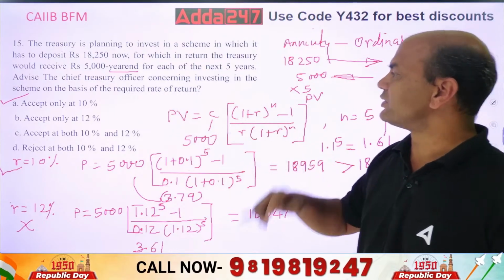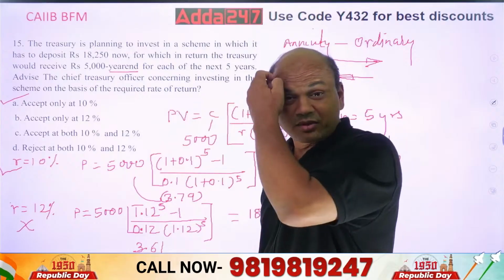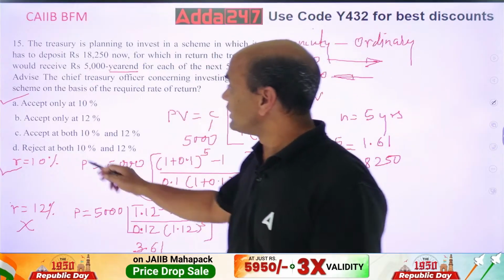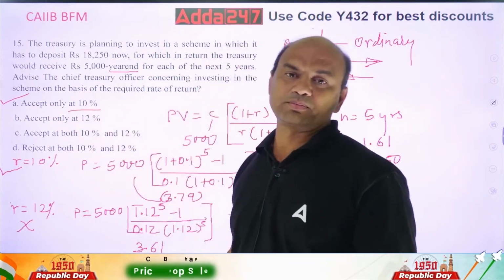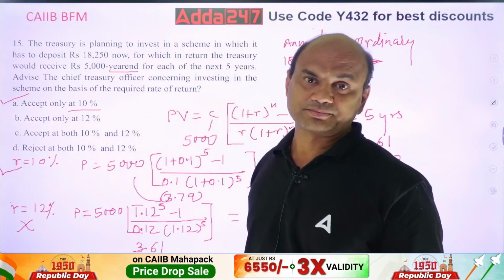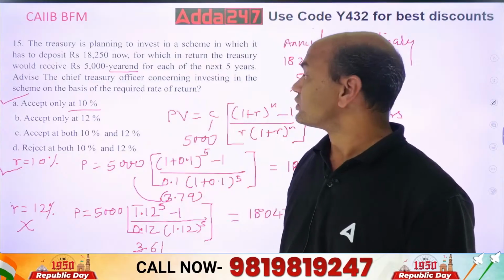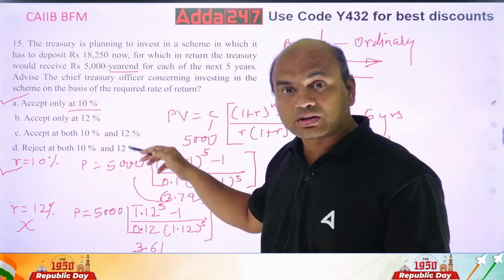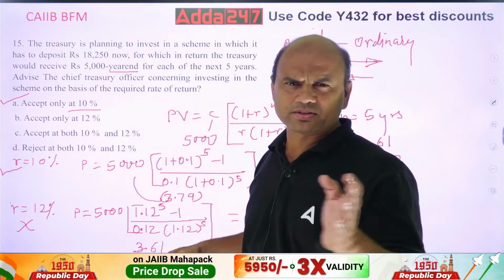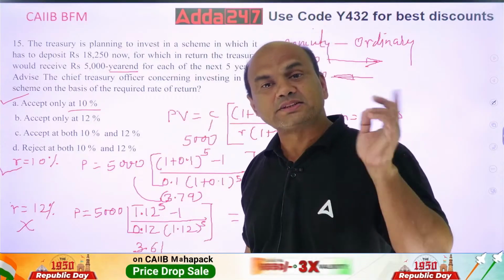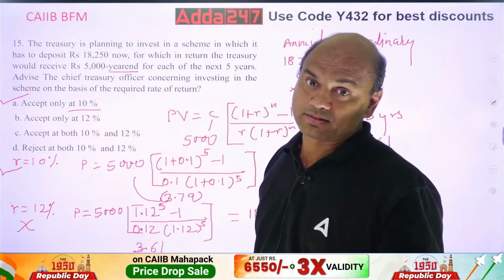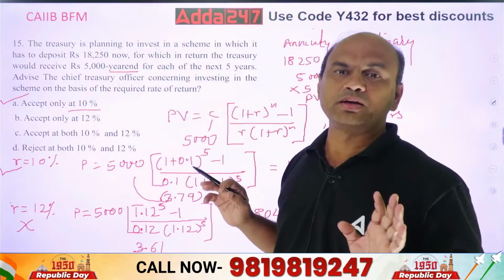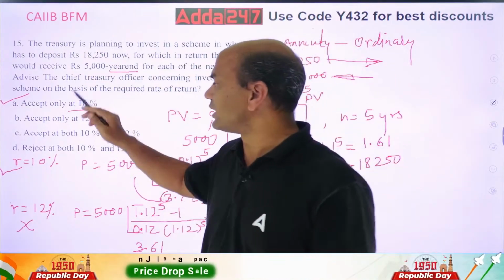Now the R is not given over here. Okay? Now we'll have to check this. See, this is a very difficult one, to be frank. First, you'll have to check it at 10%. R equals 10%. So put R equals 10% and then check it. Right now you have invested 18,250 and the present value of all the returns which you are getting, 5,000, 5,000, 5,000, 5,000 for 5 years, should be more than 18,250. Then only you can accept it. So first try it with R equals 10%.